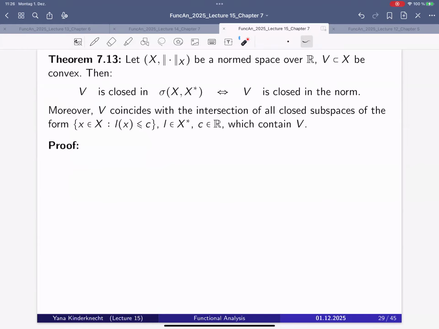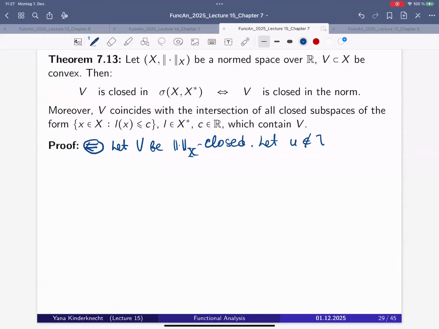Let us try to prove it. It is not a very long proof, so let us proceed with the proof, and then this would be the last thing for today. Okay, so proof. Let us show this direction. That is, we have this statement, let us show that this holds. So let V be norm closed. Let U be a point which does not belong to V.